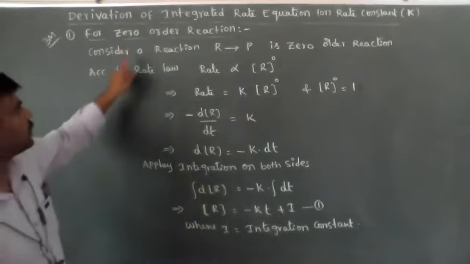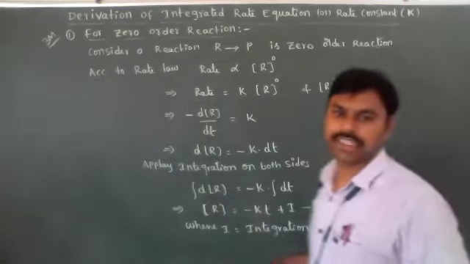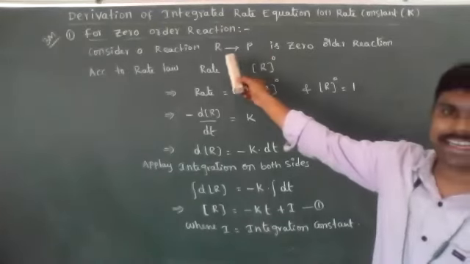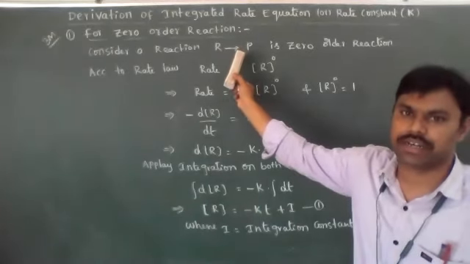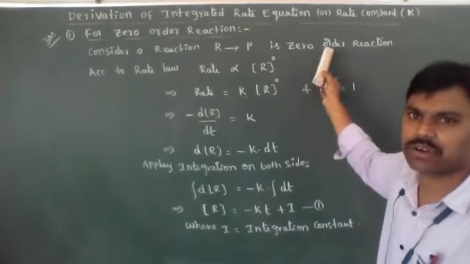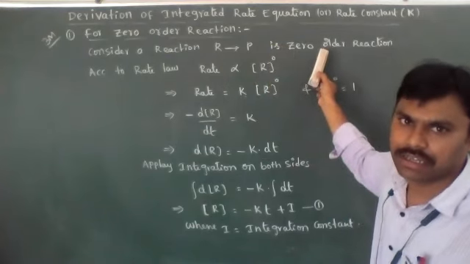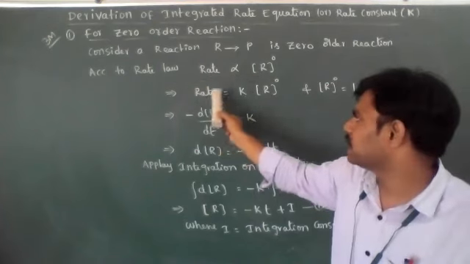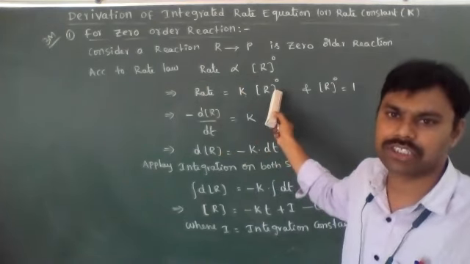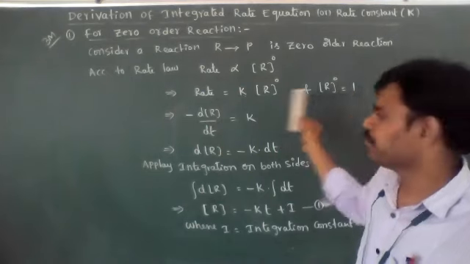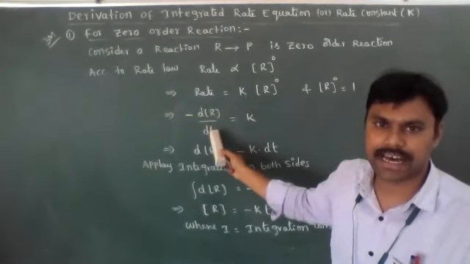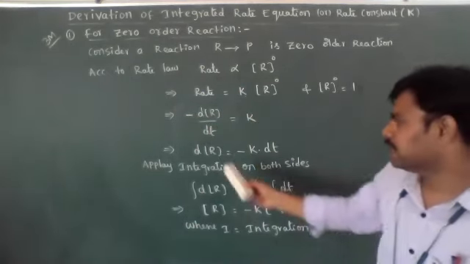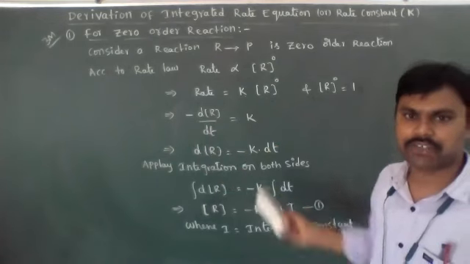Okay, once again just see how I derived this equation, dear students. You have to consider a chemical reaction R is converted into products, and consider it as a zero order reaction. For this zero order reaction, the rate expression or rate law is rate equal to K into R to the power 0. R to the power 0 is equal to 1. That's why the rate, minus dR by dt, is equal to K. Then dR is equal to minus K into dt.